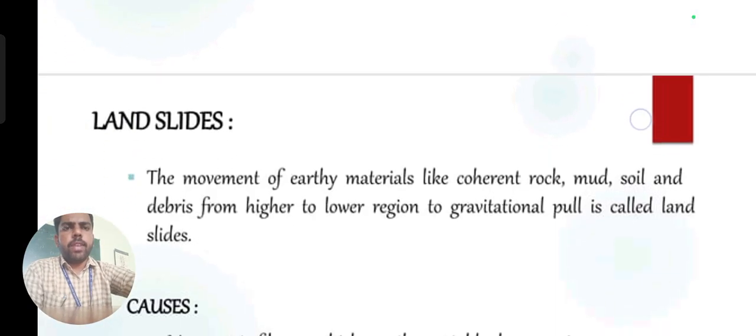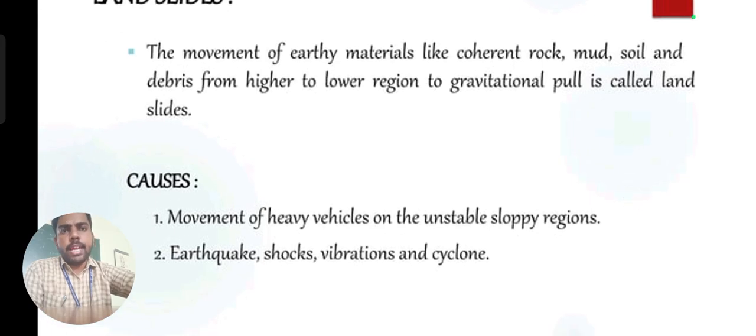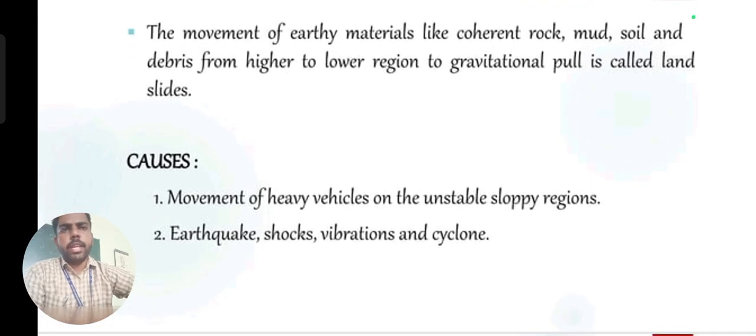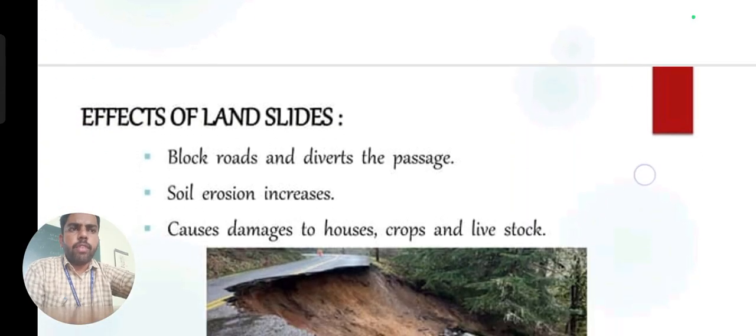This is about floods. Coming to landslides, this is the movement of earthy materials like concrete, rock, mud, soil, and debris passing from a high level to a low level. This is called a landslide. What are the causes of landslides? Movement of heavy vehicles on unstable sloping regions is one of the main causes. And after that, landslides can be formed by earthquakes, shocks, vibrations, and cyclones.